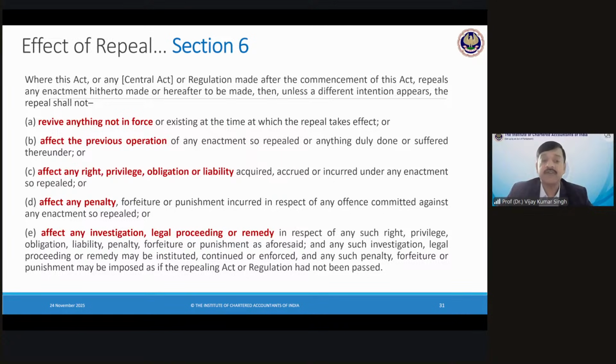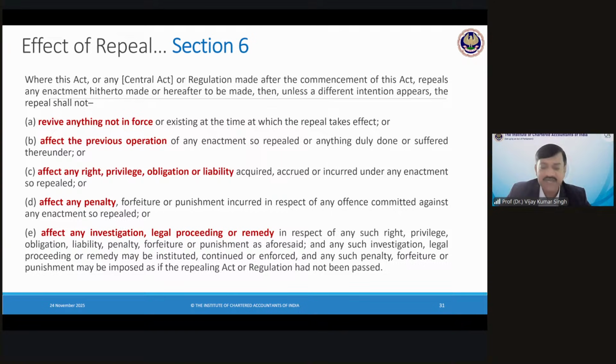The fifth point talks about affect any investigation, legal proceeding, or remedy in respect of any such right, privilege, obligation, liability, penalty, forfeiture, or punishment as aforesaid, and any such investigation, legal proceeding, or remedy may be instituted, continued, or enforced, and such penalty, forfeiture, or punishment may be imposed as if the repealing act or regulation had not been passed.